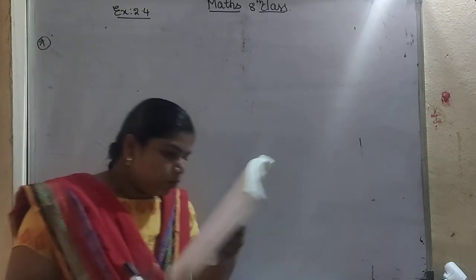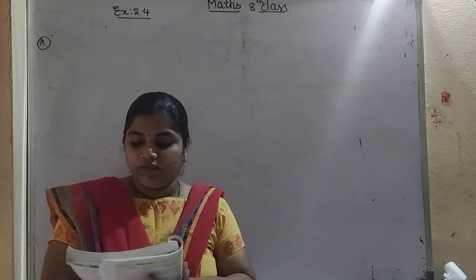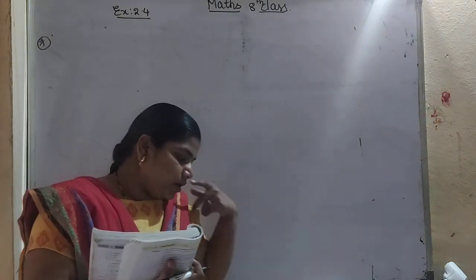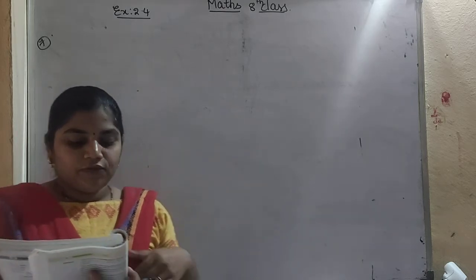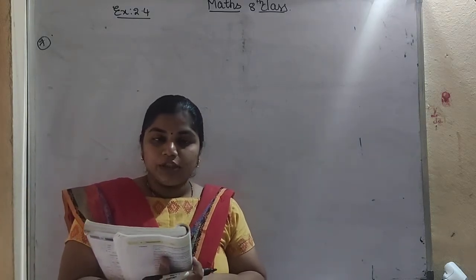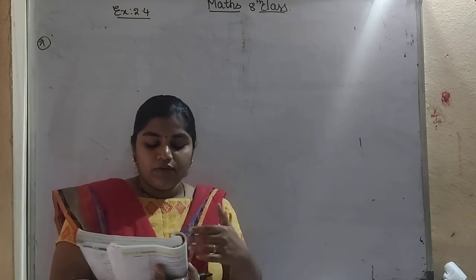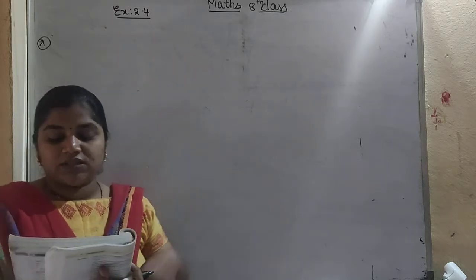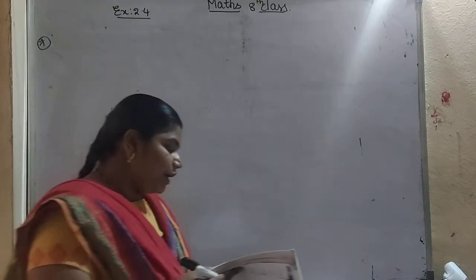Seventh one is: in 5 years time Reshma will be 3 times older as she was 9 years ago. So how old is she now? We have to find. So here what is Reshma's present age? We don't know, so we are taking it as x. In 5 years time, it will be x plus 5. Reshma will be 3 times older as she was 9 years ago. 9 years ago means it will be x minus 9. Okay, so we have to find the number now.